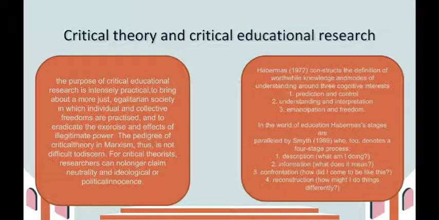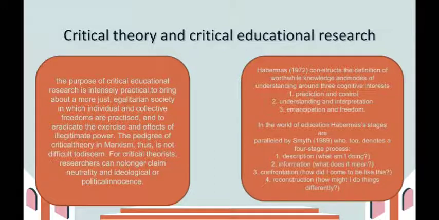Critical theory and critical educational research. The purpose of critical educational research is intensely practical: to bring about a more just, egalitarian society in which individual and collective freedom are practiced, and to eradicate the exercise and effect of illegitimate power.